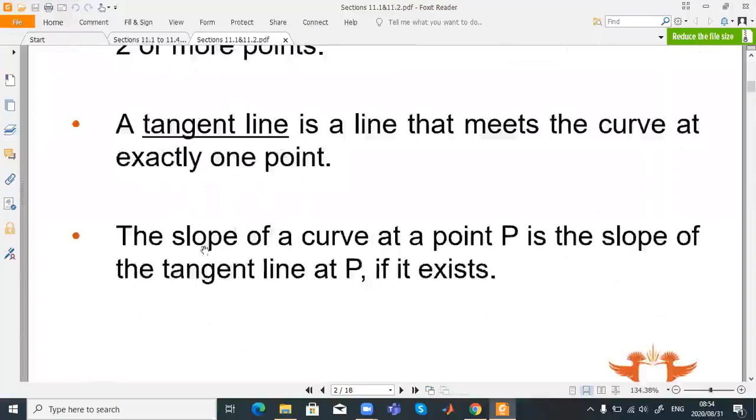Then it says that the slope of a curve at a point P, where P contains x and y on a Cartesian plane, is the slope of a tangent line at P if it exists. That means if P exists, then we say it is the slope of the tangent line at a point P.